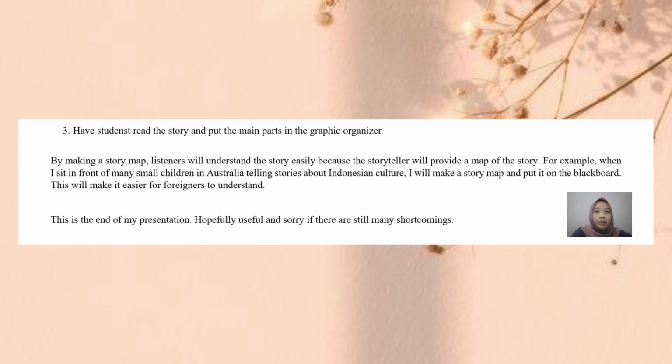By making a story map, listeners will understand the story easily because the storyteller provides a map of the story. For example, when I sit in front of many small children in Australia telling stories about Indonesian culture, I will make a story map and put it on the blackboard. This will make it easier for foreigners to understand.